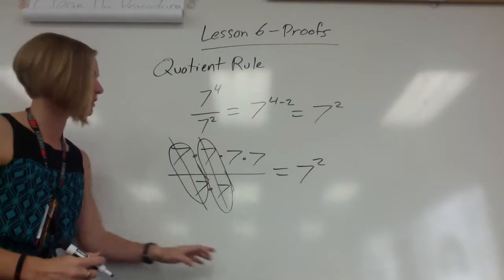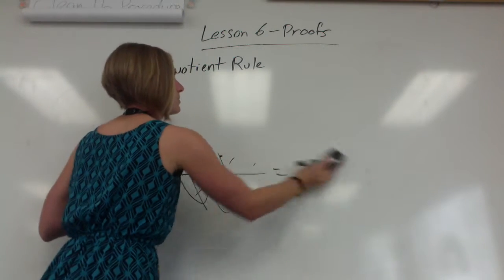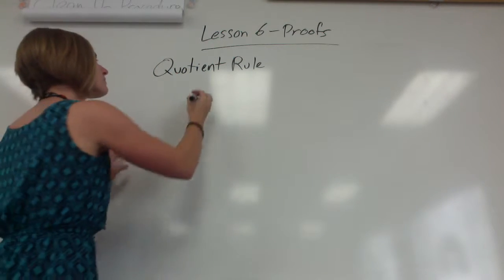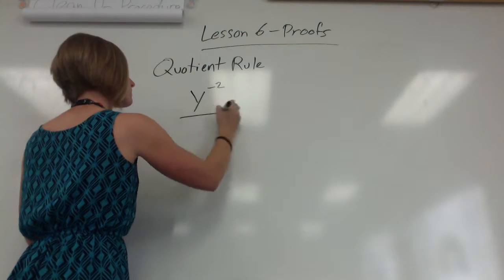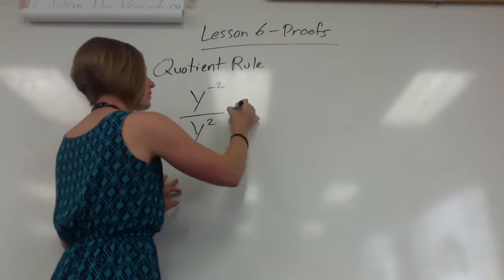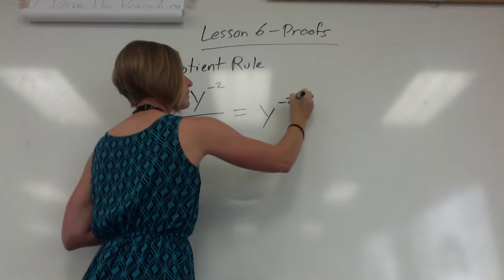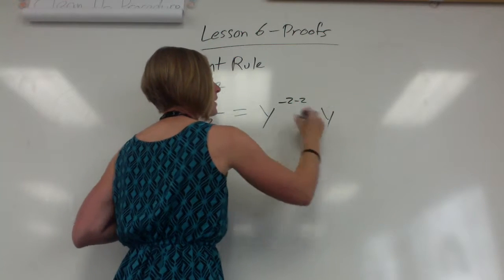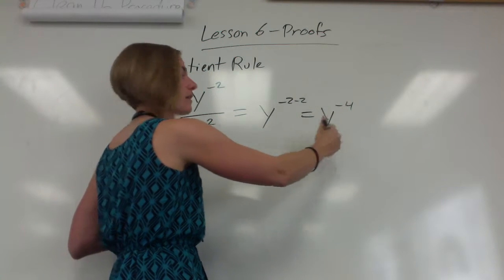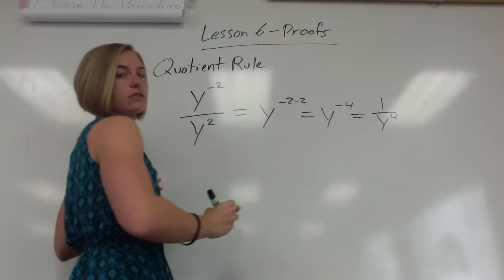Okay. Let's look at an example now with negative exponents because we love those now. And we're experts on them now. Okay. Now the regular quotient rule says because we have the same base, we can take the top number and subtract the bottom number. A negative 2 minus a 2 is negative 4. We know we can't leave it like that. So 1 over y to a positive 4 is our answer.